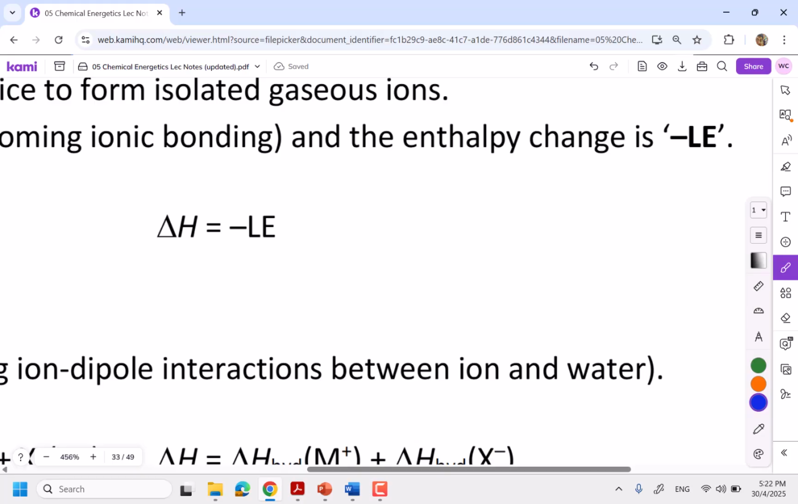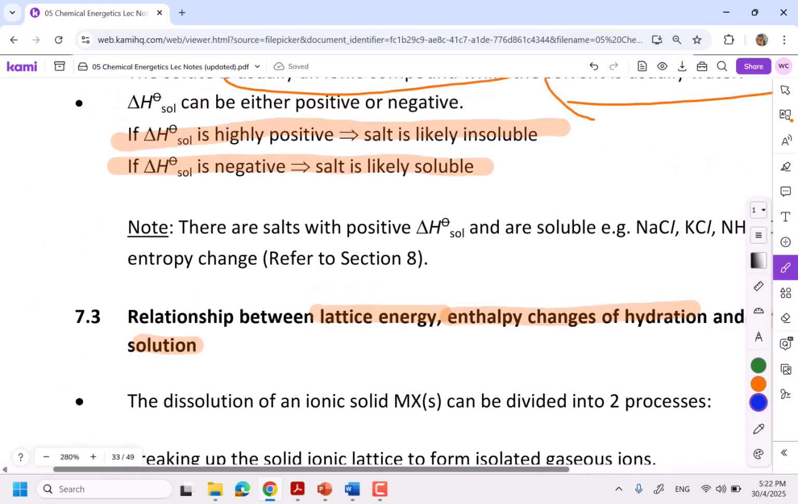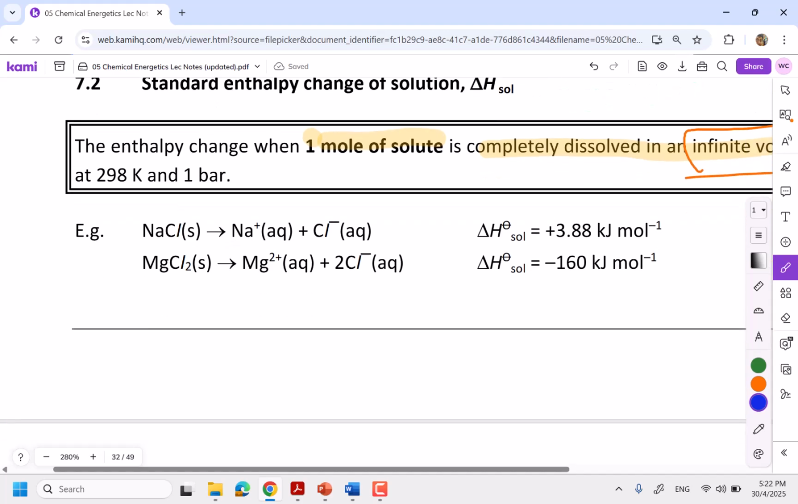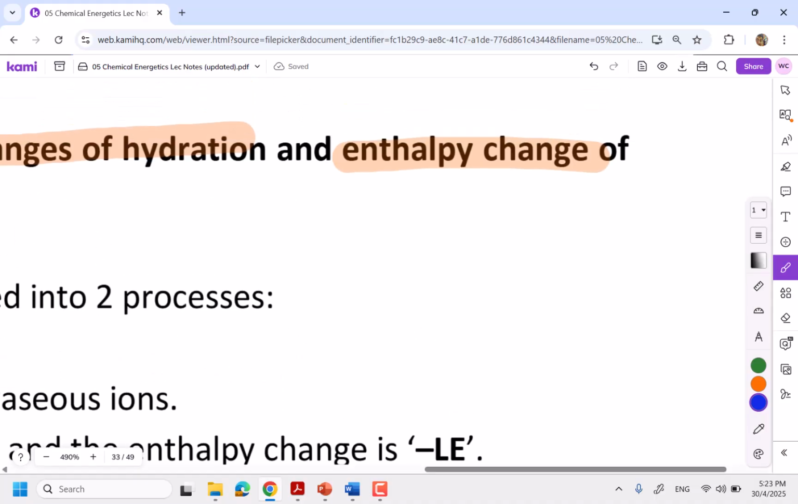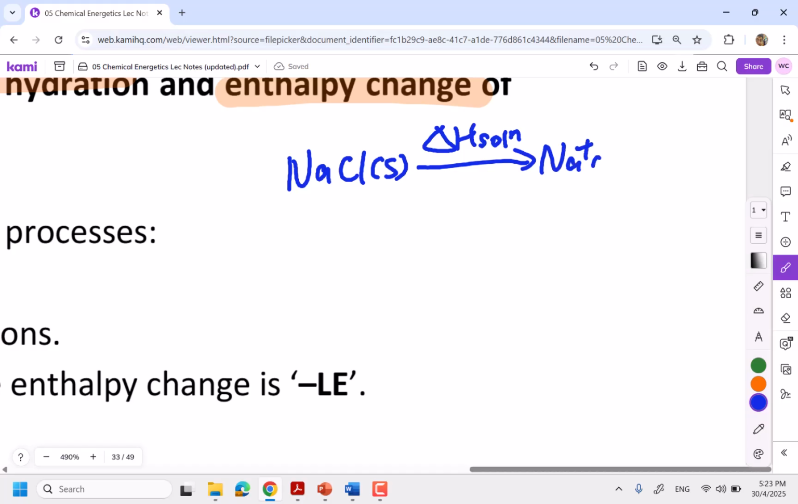So we understand from the definition of enthalpy change of solution, I'll just start with sodium chloride. That is the solid becoming the aqueous ions, right? So I will start by drawing the cycle over here. I have sodium chloride, solid. I define enthalpy change of solution. Then I'm going to end up with Na+ aqueous and Cl- aqueous.